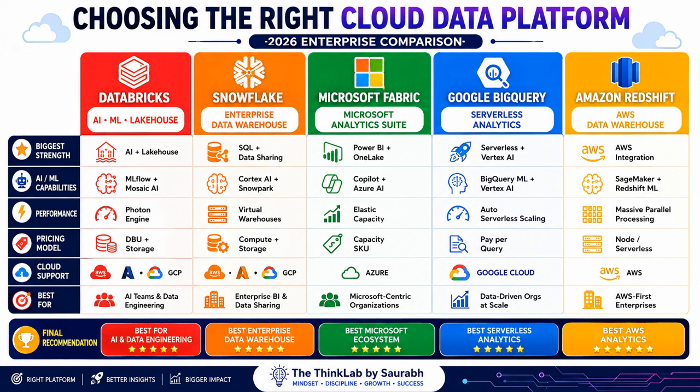So a possible architecture could look like this: Databricks processes the large-scale data and trains the model, Snowflake stores the enterprise business data for reporting, Fabric with Power BI provides dashboards for the management, BigQuery analyzes the clickstream data using serverless SQL, and Redshift supports the analytics for organizations running entirely on AWS. So different organizations select different platforms depending on their business and their ecosystem.